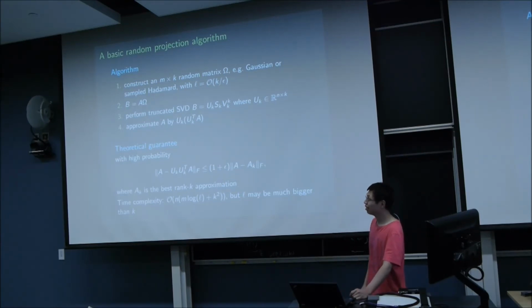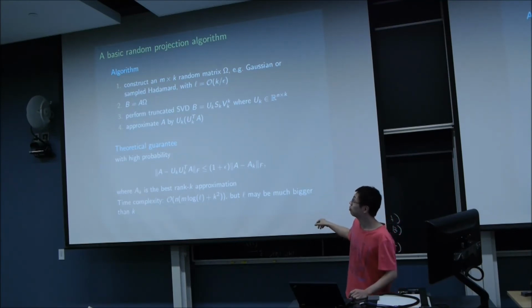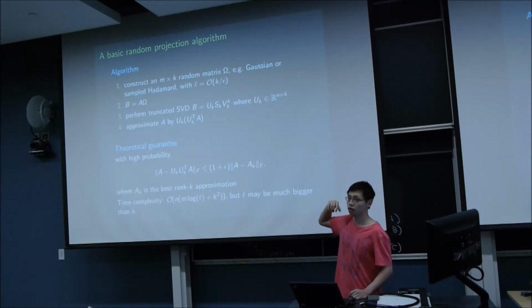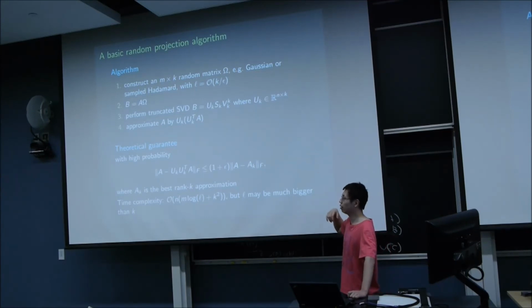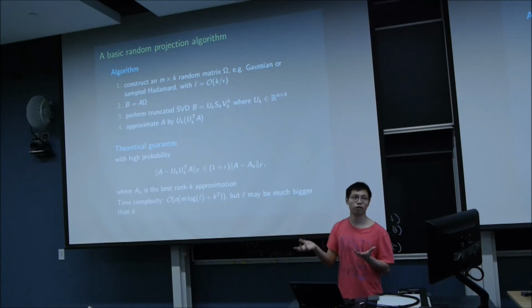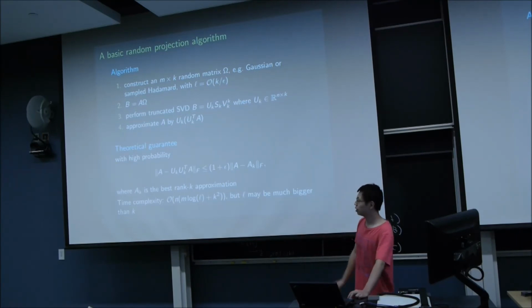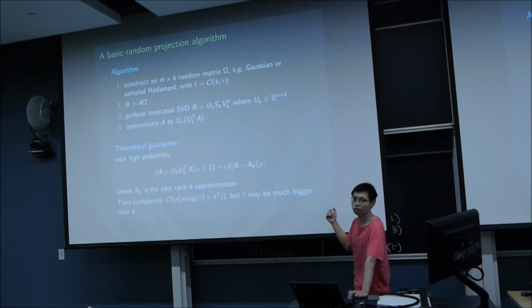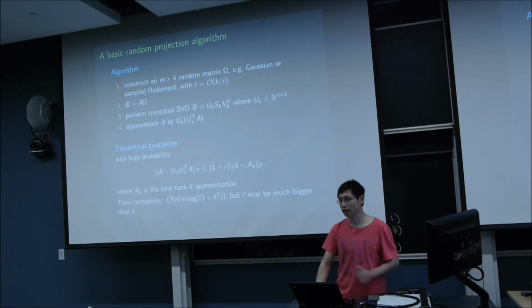But if you want a small approximation error, you want a large L here, because L is equal to K over epsilon. And the time complexity is N times N times log L if you're using a Hadamard matrix, because you have very fast multiplication, and it's equal to L if you have a Gaussian. But N is usually much bigger than K. So if you want very good precision, you can use a large L, but in almost all cases you don't need a very good approximation error, so you can choose a small L.